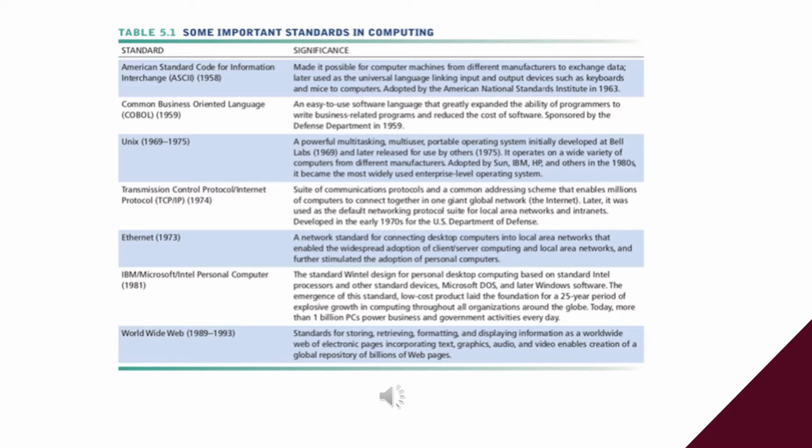Next is Ethernet, 1973, a network standard for connecting desktop computers into local area networks that enable the widespread adoption of client/server computing. Next is IBM, Microsoft, Intel Personal Computer, 1981. The standard Wintel design for personal desktop computing based on the standard Intel processors and other standard devices, Microsoft DOS, and later Windows software.